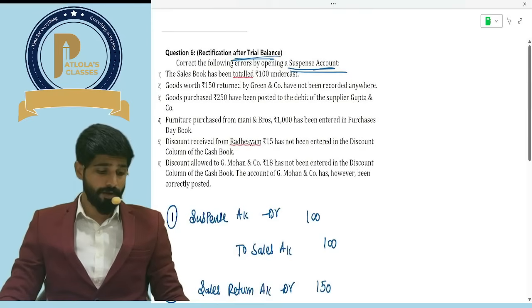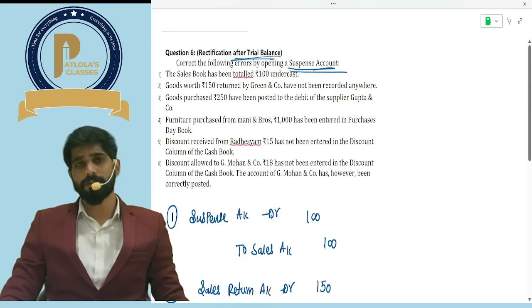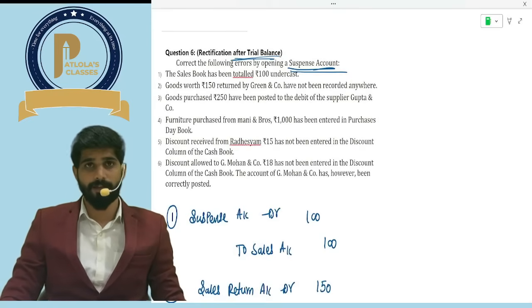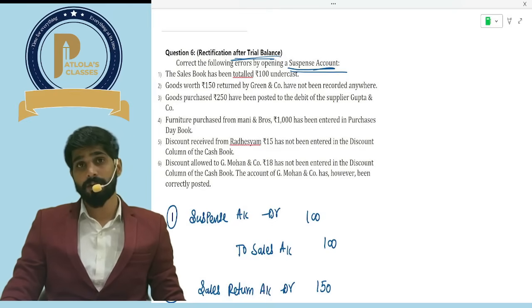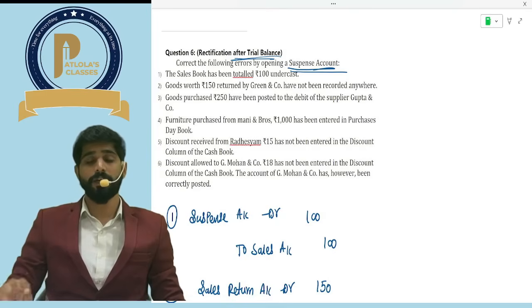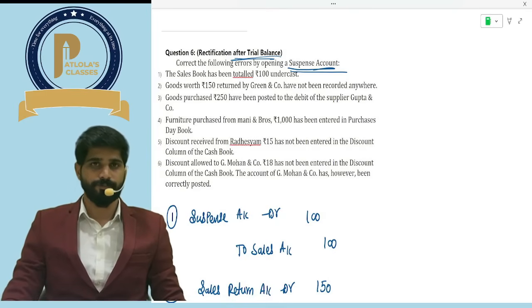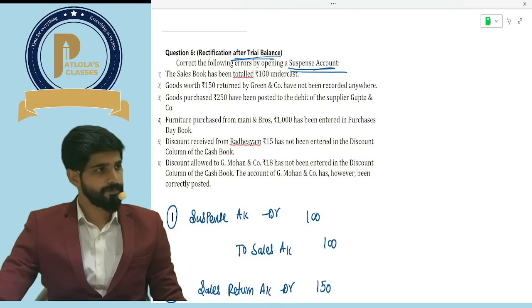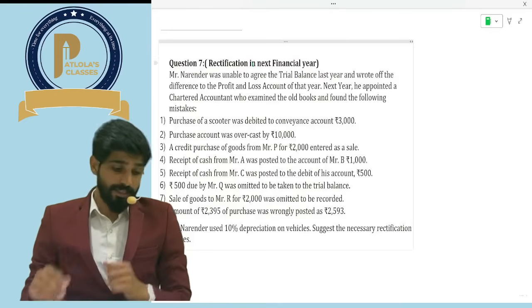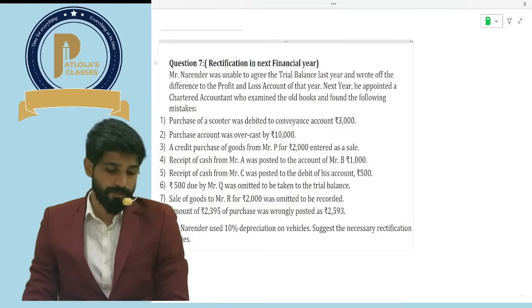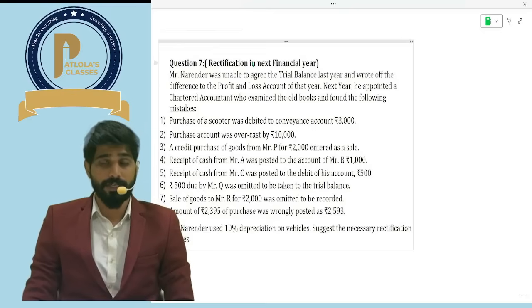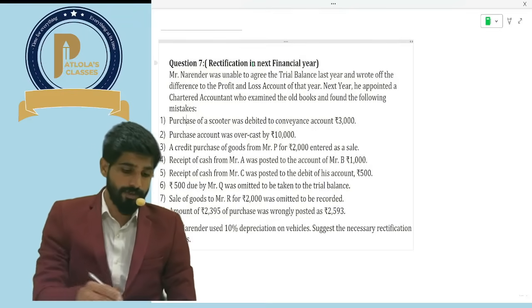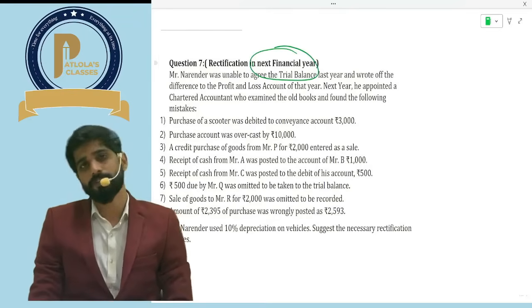We have solved around 5 questions, that is rectification after trial balance. Now we will start with questions that are rectification is done in next accounting period. Guys, let us now solve question number 7 from rectification of errors, and we are now changing the concept. We are getting into the last area where the rectification is done in next financial year.